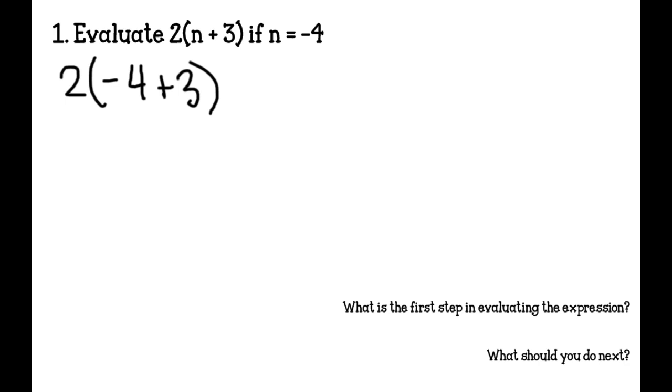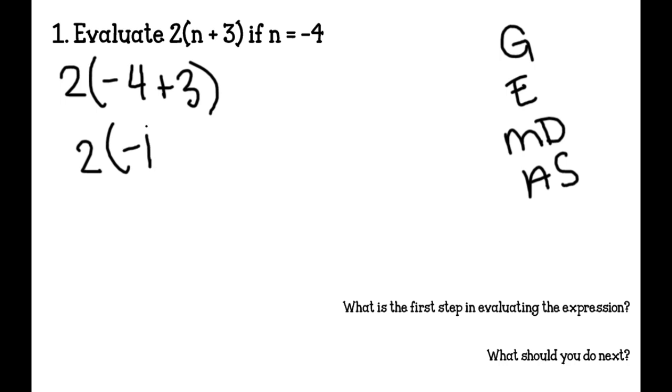So now I have to think of what we talked about last week with order of operations, or GMDOS. What is the first step in evaluating this expression? I need to think of my group, right? So I do negative 4 plus 3 is negative 1. Do I have any exponents left? I do not. Do I have any multiplication or division in order from left to right? I do. So I do 2 times negative 1 is negative 2.